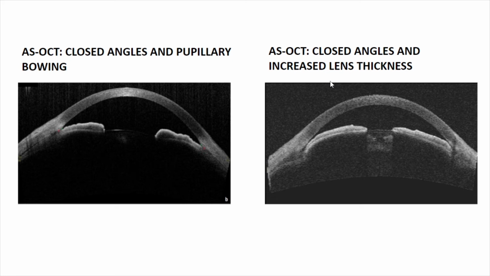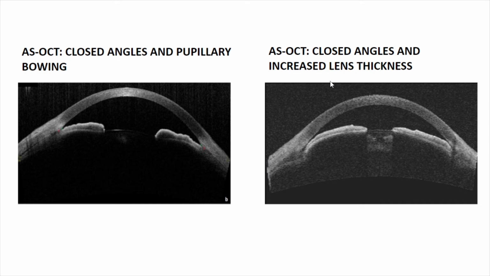This is more of an oppositional angle with the lens volume being more. You have a high lens vault. That's what you see with lens induced mechanism. Okay. What you should be careful about in these kind of cases? You're seeing something like this. Yeah. Phacomorphic glaucoma. Okay, that is good.